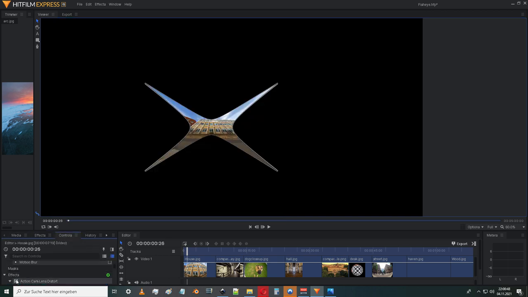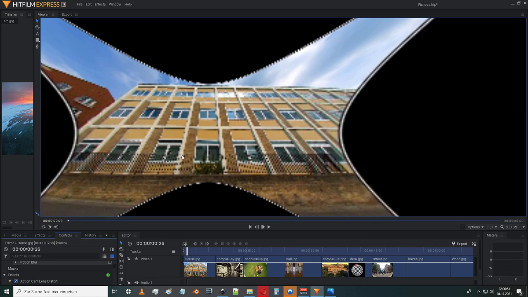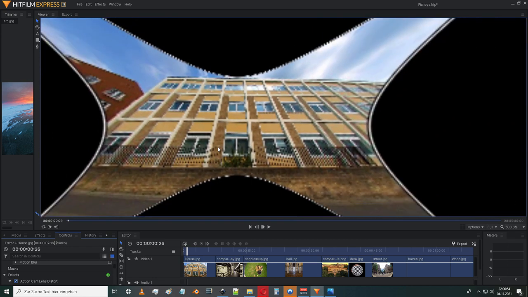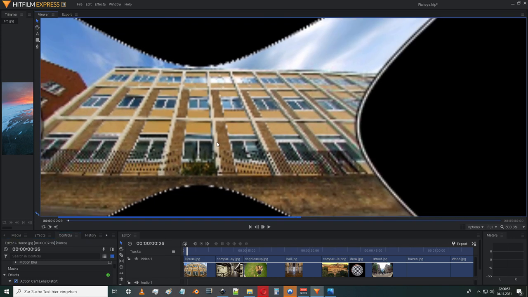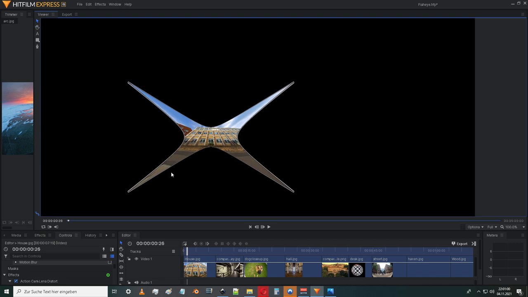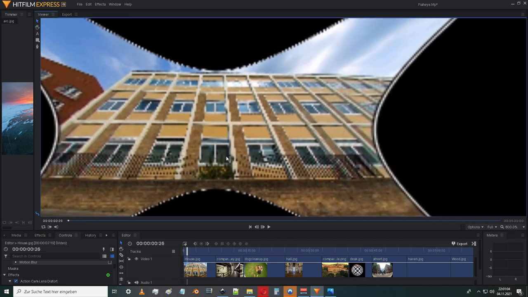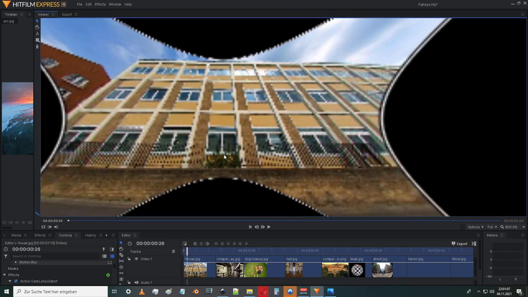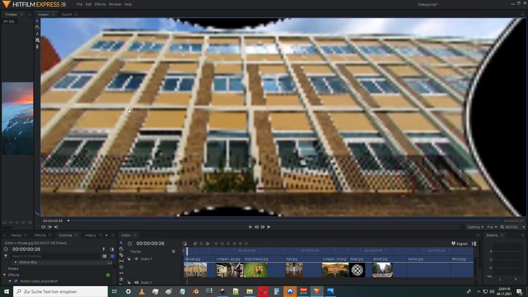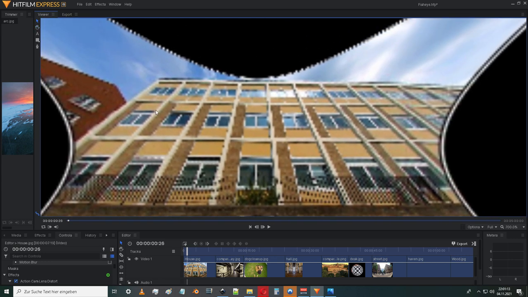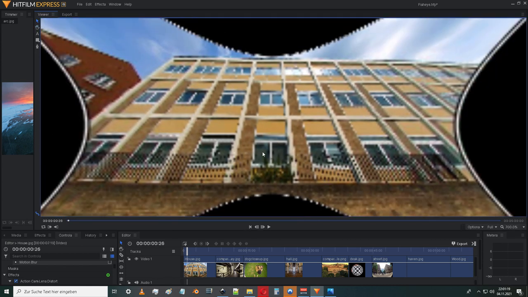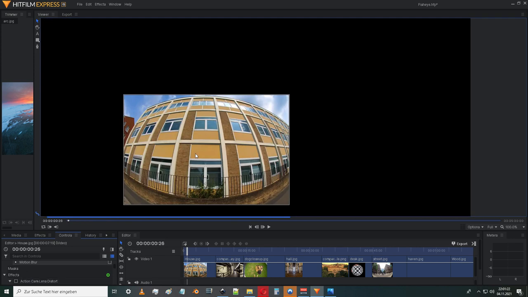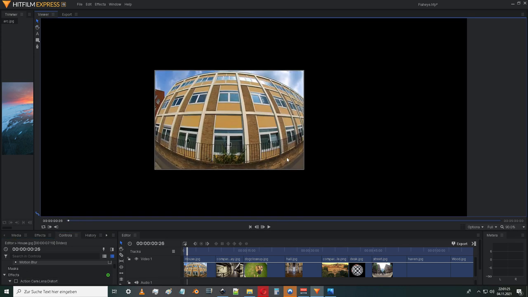I know it's very low resolution, but I undistorted it and that's how it looks. That's really hard distortion, but you see, that's how it normally looks. Completely straight lines, everything's normal, like the houses we know, not bent like these. So let's go to the next.